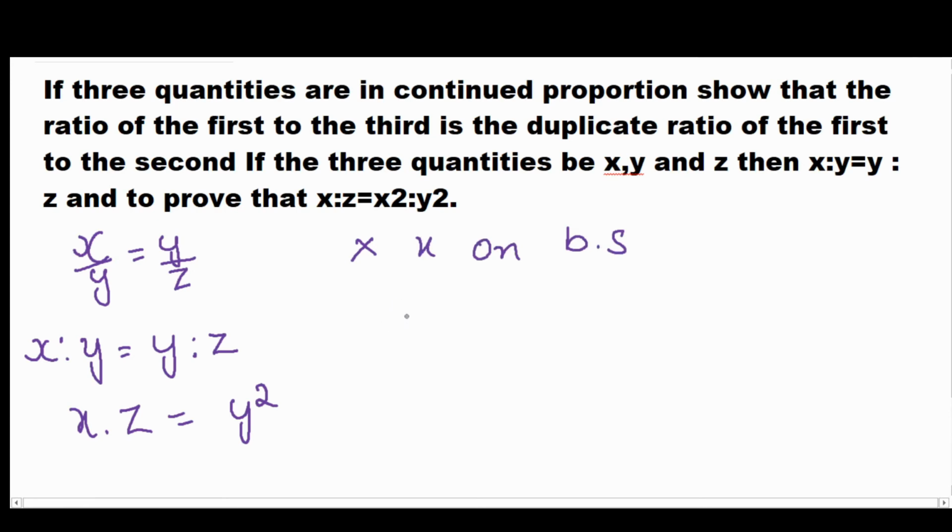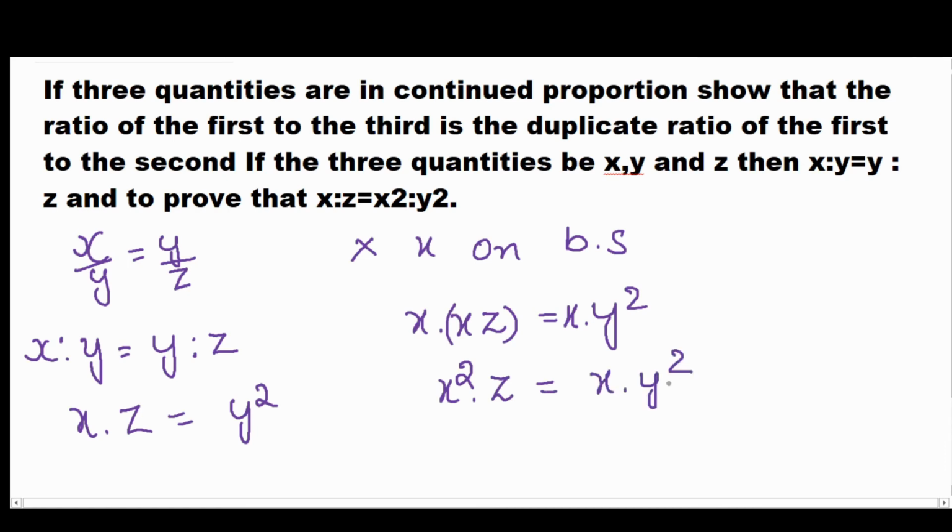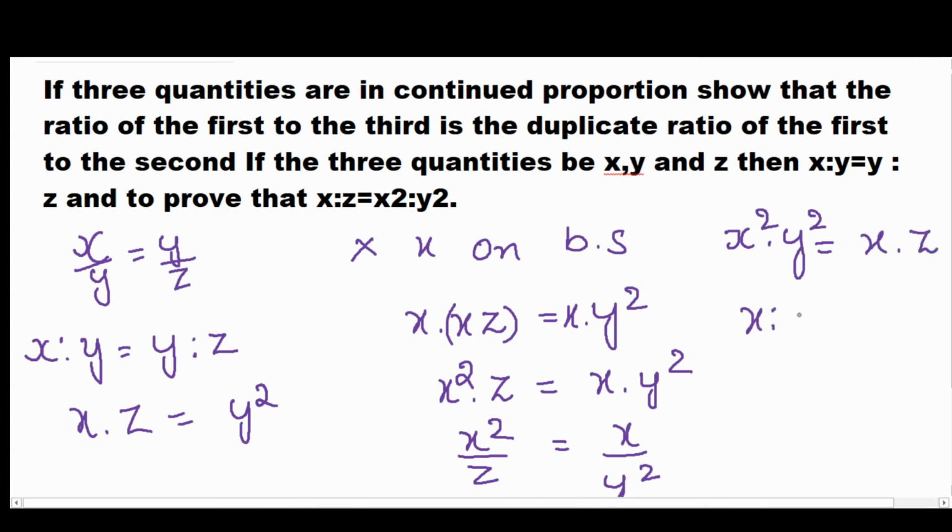So I get x into xz is equal to y square into x. So this becomes x square into z is equal to x into y square. If I write this in the ratio form, what I'll get, x square by x is equal to z by y square. Now let's cross multiply this. On cross multiplying, I get x square into y square is equal to x into z. And if I write it in the ratio form, I get x is to z is equal to x square is to y square. This is what we require.